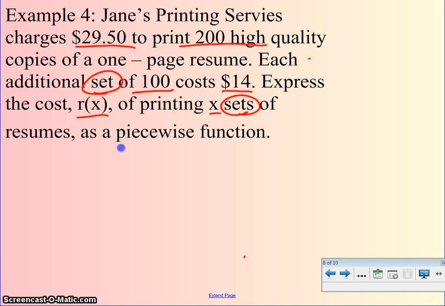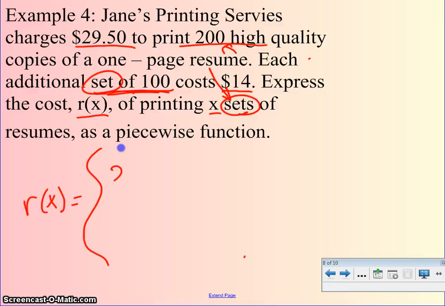So you might be wondering why I keep circling that set. It's because as we're doing this piecewise function, we've got individual resumes and then we've got sets of resumes, and we need to have it in terms of one or the other. It cannot be both. And so we can't really break this down to an individual because we don't have the value. So we're going to have to bring this up to a set. Well, we know that the set is 100, not dollars, but 100 resumes. So let's break this down.